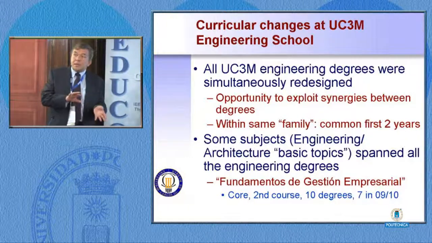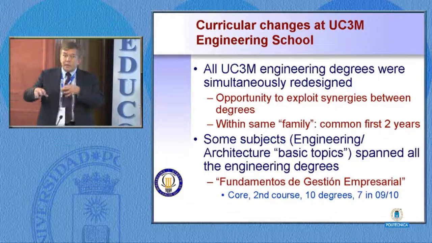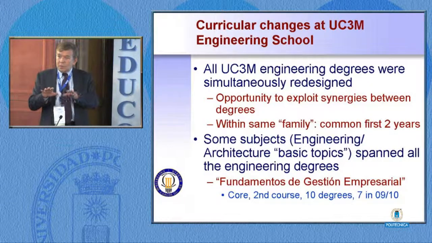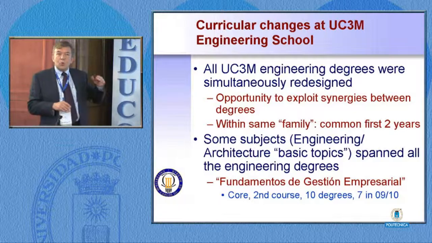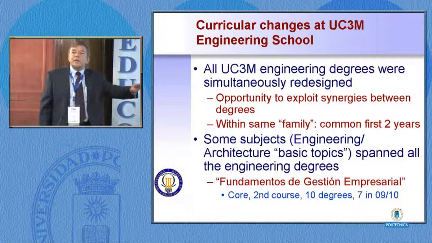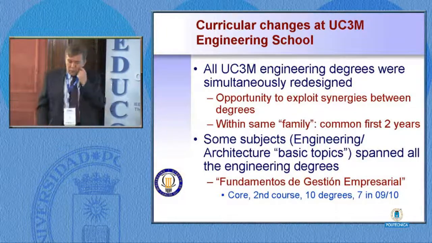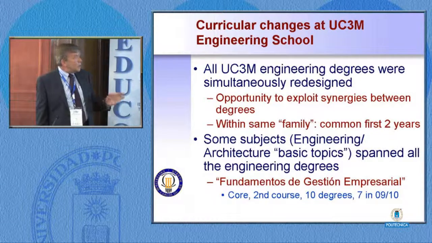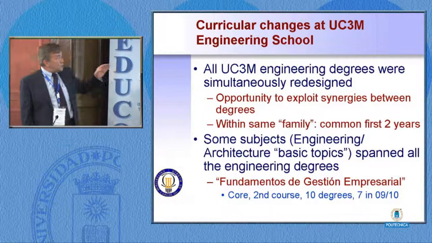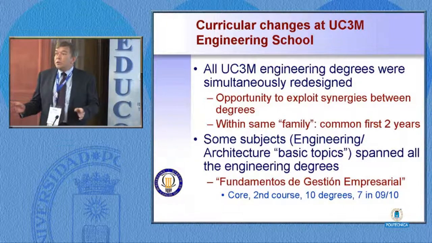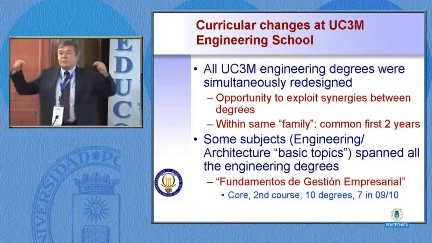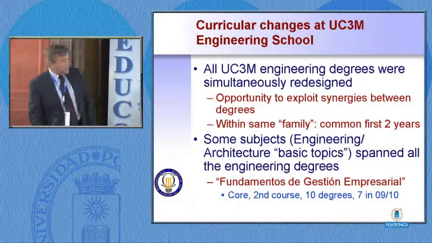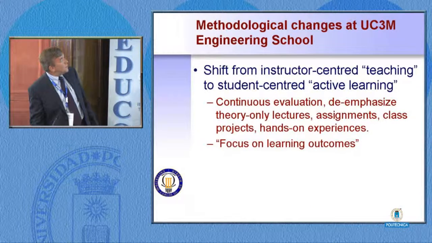Since we changed everything at the same time, that gave us an advantage. Since we were redesigning everything at once, degrees that had initially been designed independently, we had the chance to do a unified design. So, for example, we had some common core courses that cut across all engineering degrees. I'll restrict my talk to engineering degrees, even though we have other types of degrees. I will also take as an example a subject that I am personally coordinating, which is Fundamentos de Gestión Empresarial, a core subject taught in the second course for all 10 engineering degrees, 7 of which have started the course itself this year, because they started last year. So that's what I will use to give some examples.